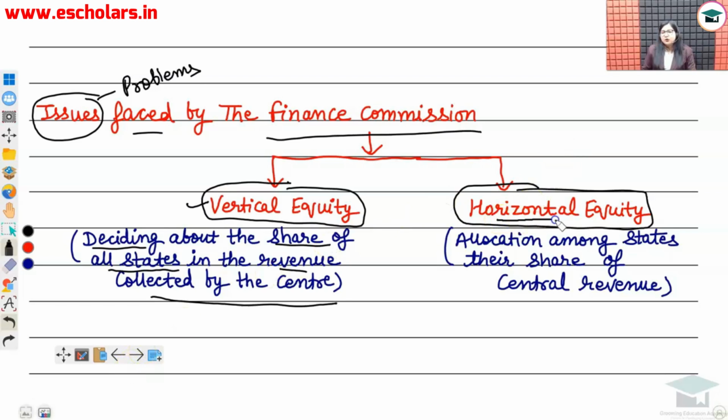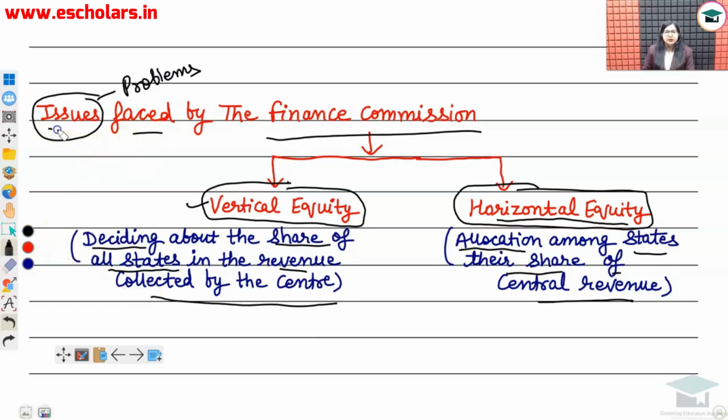Another we have is horizontal equity. Horizontal equity is about allocating or deciding among the states their share of central revenue. It is basically the issue which is related to distributing the share of the central revenue among the states.